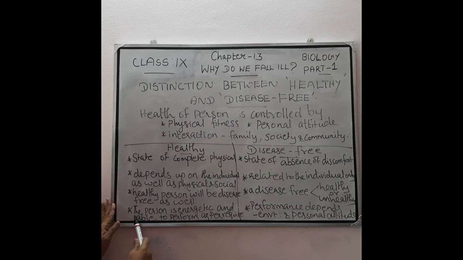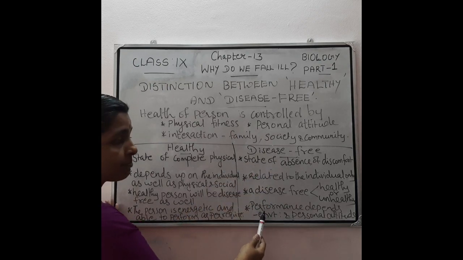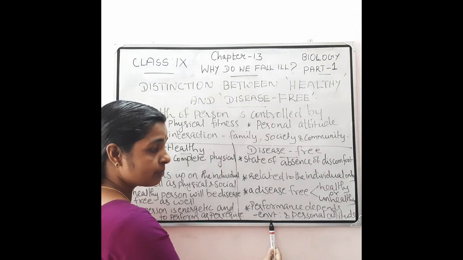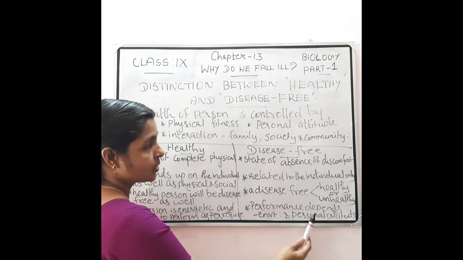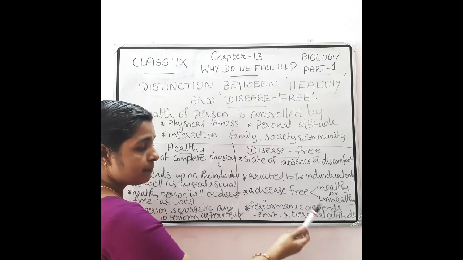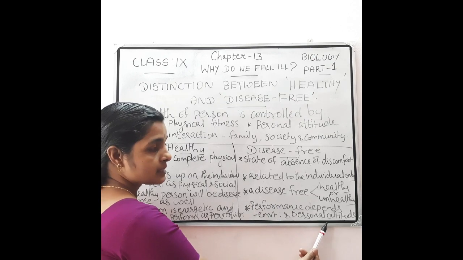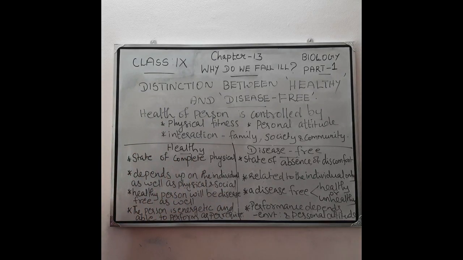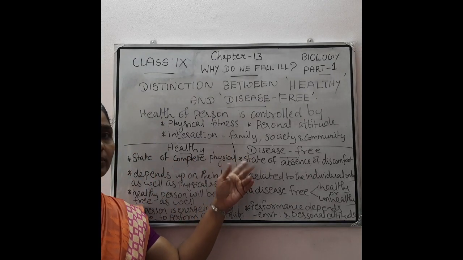Then the fourth difference is that a healthy person is energetic and able to perform as per the requirement. For that I told you the examples of a dancer and a musician. But a disease-free person's performance depends upon the environment and their personal attitude. So these are the differences between healthy and disease-free.